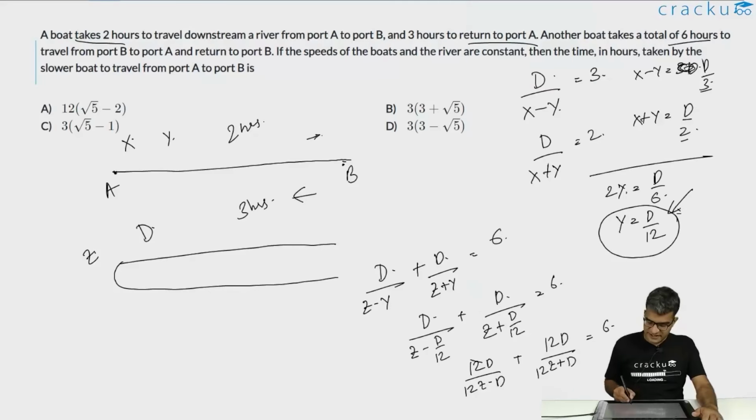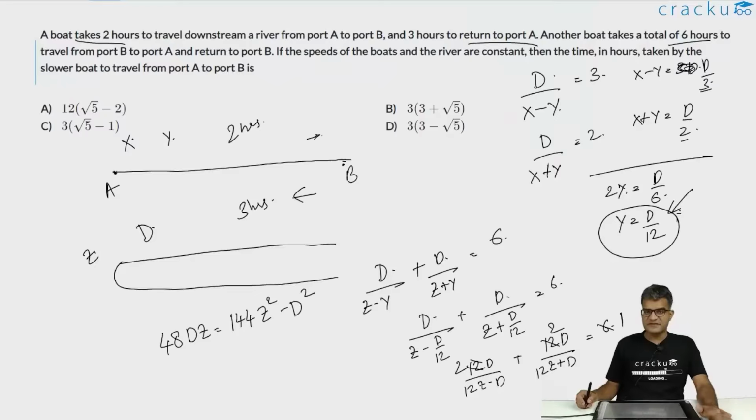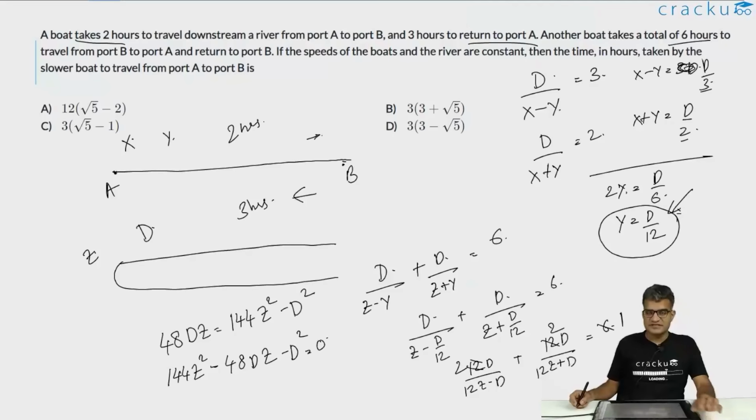We can divide the entire equation by 6. So this is 1, this is 2d, this is 2d. If you cross multiply, this will be 48dz is equal to 144z square minus d square. This is the equation that we have. Let us try to calculate the value of z in terms of d. So we have 144z square minus 48dz minus d square is equal to 0. This is the equation that we have.